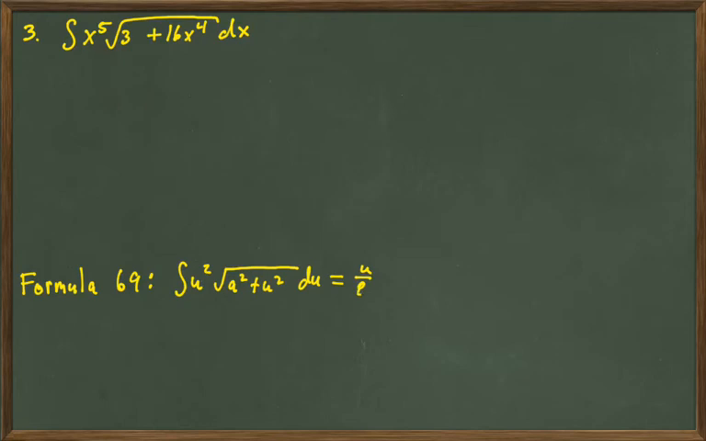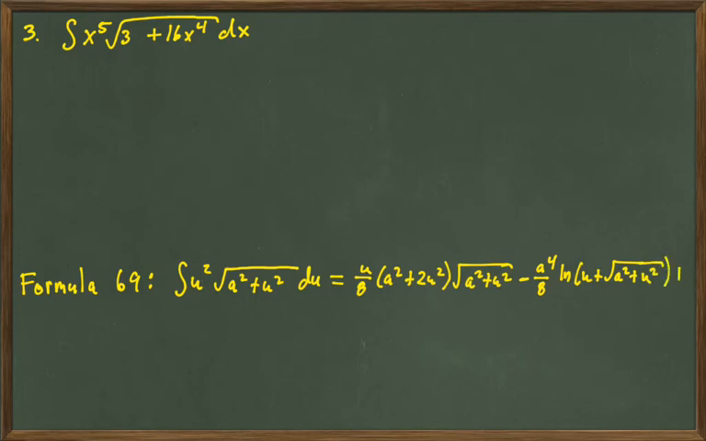Okay, so this is going to be u over 8 times a squared plus 2u squared, square root of a squared plus u squared, minus a to the 4th over 8, natural log of u plus the square root of a squared plus u squared, and then plus c. Okay, so we're going to have to be a little bit creative to get this to line up correctly.